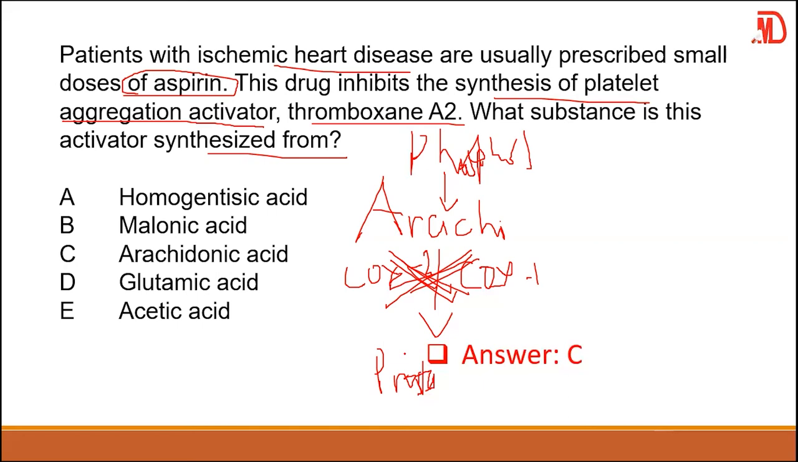Arachidonic acid. I don't know how Ukrainians set their question, but the question is a little bit confusing. So basically, what it blocks is this arachidonic acid pathway. Anyways, this is Ukraine. So let's move on.